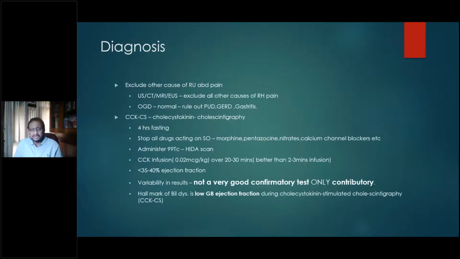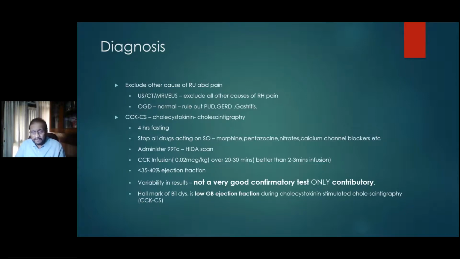So how do you make a diagnosis? You have to decide that no other cause could be responsible. And whatever you may use, ultrasound, CT scan, MRI, endoscopic ultrasound, whatever is required. You can do an OGD, but you have to demonstrate that there is no pathological lesion giving rise to this kind of pain. Only then can you be sure that you're probably dealing with a biliary dyskinesia.